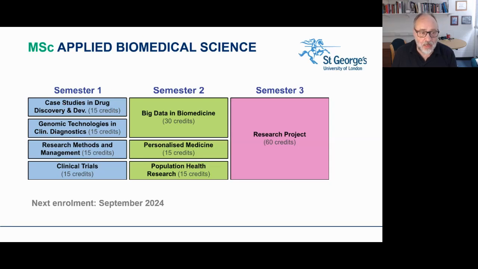In semester 1, we have case studies in drug discovery and development. This module looks in the first part at the development, as an example, of malaria treatments. And then in the second part, you will see a lot of presentations of translational researchers here at St. George's that will talk about their actual science. So you get a direct insight into what's happening at the coalface in this area of research here at St. George's. The second module listed here for semester 1 is Genomic Technologies and Clinical Diagnostics.